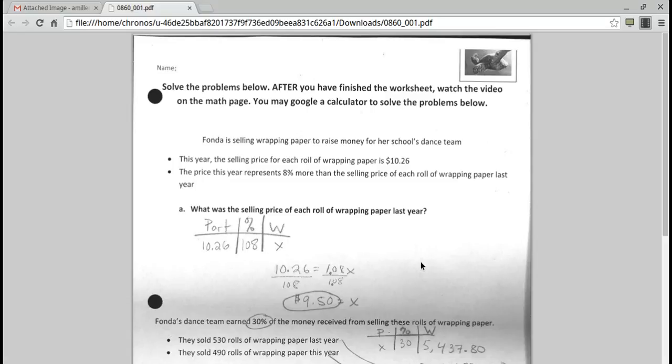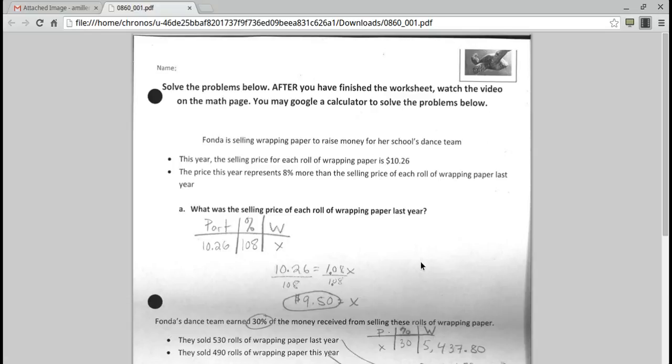Okay, I'm just going to go over how I solved this problem. I'll read the word problem and explain what I did. It says, Fonda is selling wrapping paper to raise money for her school's dance team. This year, the selling price for each roll of wrapping paper is $10.26. The price this year represents 8% more than the selling price of each roll of wrapping paper last year.